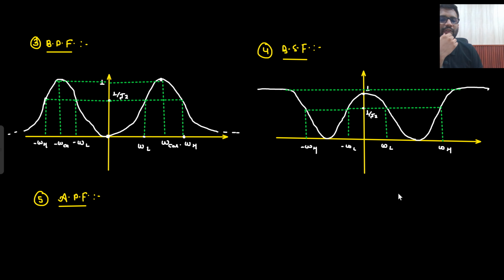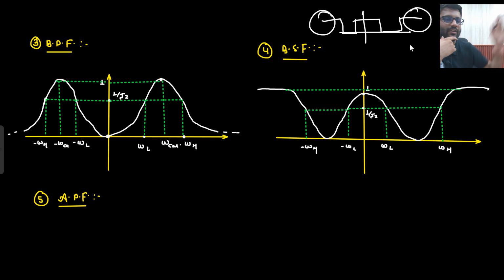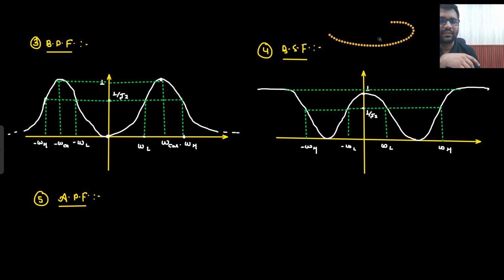And what is the bandwidth of a band stop filter? The bandwidth is infinity always, right? Because it will pass infinite frequency content. So bandwidth is infinity for a band stop filter. All these basic points we have already seen.